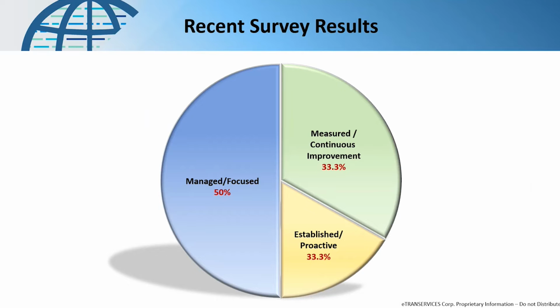In a recent survey, we asked our client organizations to self-assess where they saw themselves in the grant maturity model. You can see that the majority of respondents see themselves at the managed and measured levels in the maturity model, which is great to see. They're more established and more rigorous in their processes, and they're leveraging technology to continuously improve. As we are also striving for continuous improvement, surveys such as this help us at eTRANSERVICES better serve our clients and the grant-making community as well.